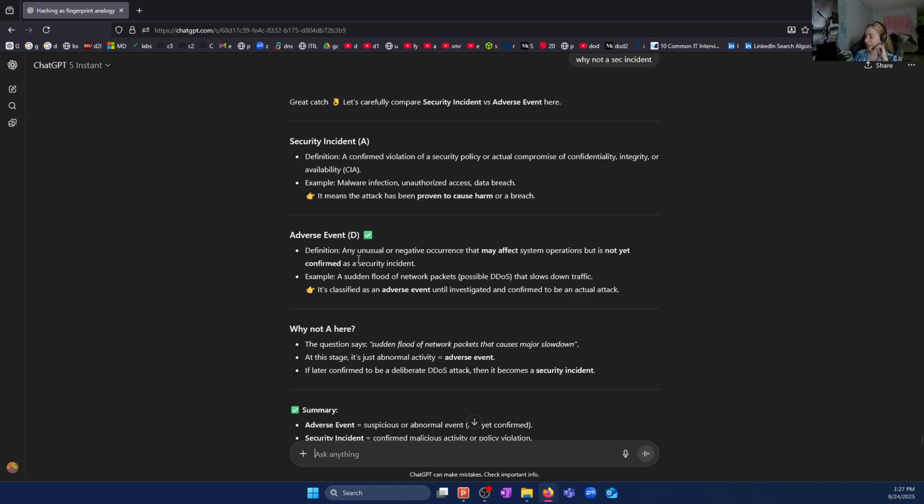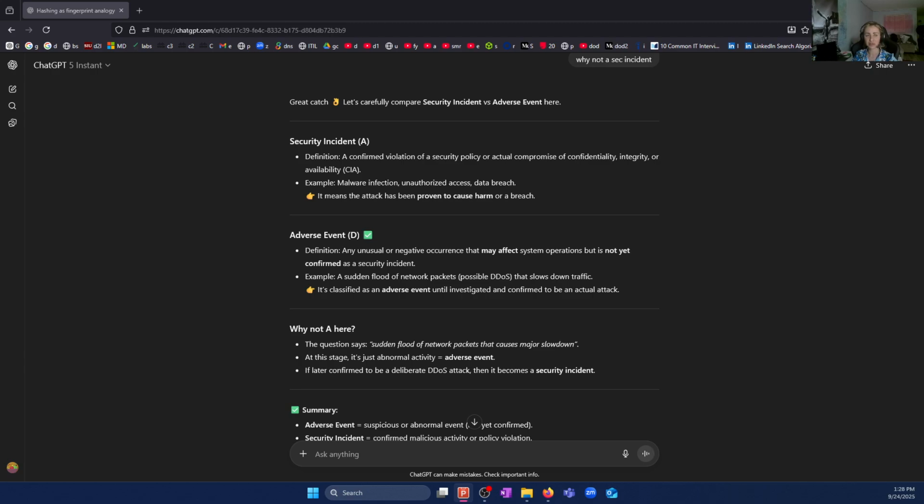Adverse event, any unusual or negative occurrence that may affect system operations, but it's not yet confirmed as a security incident. A sudden flood of network packets, possible DDoS that slows down traffic. It's classified as an adverse event until investigated and confirmed to be an actual attack.